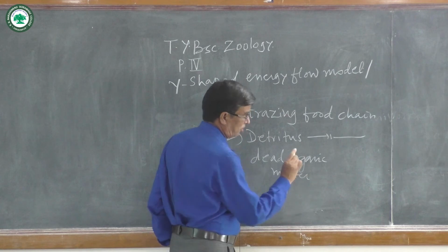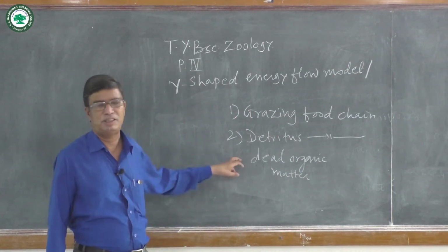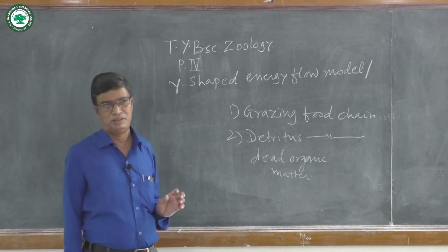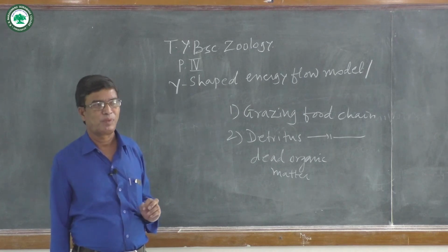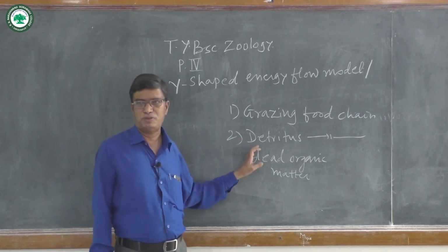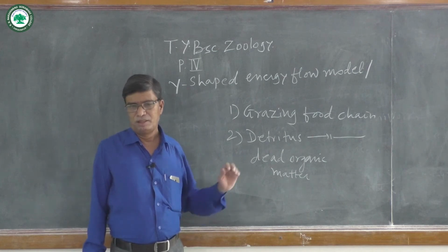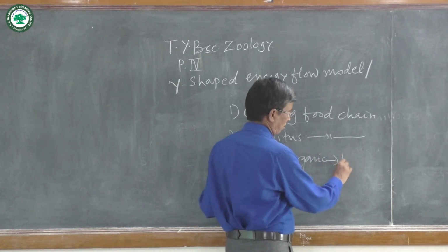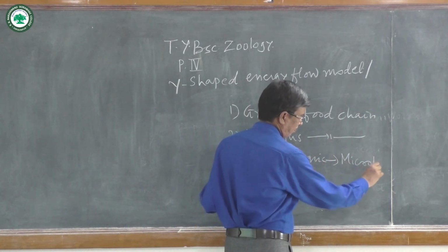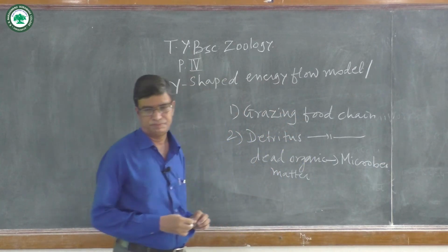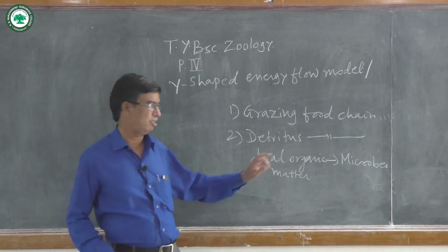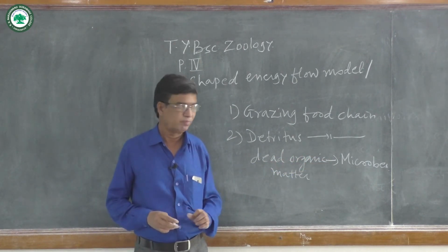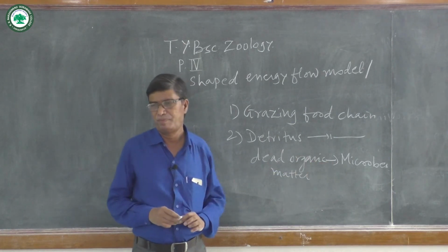That is a dead body of plant or animal. When there is a death of plant or animal, some organisms feed upon such dead body. They are commonly called as microbes. For example, bacteria, fungi, pathogenic organisms. They feed on dead body.